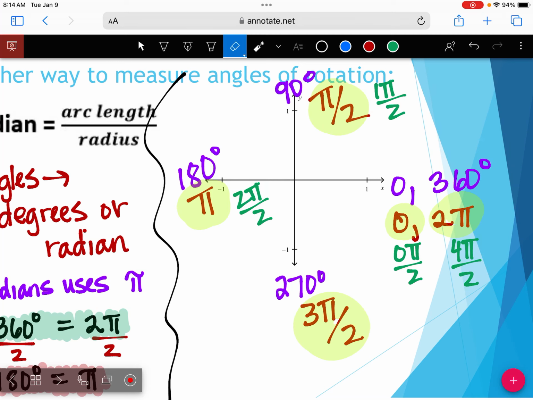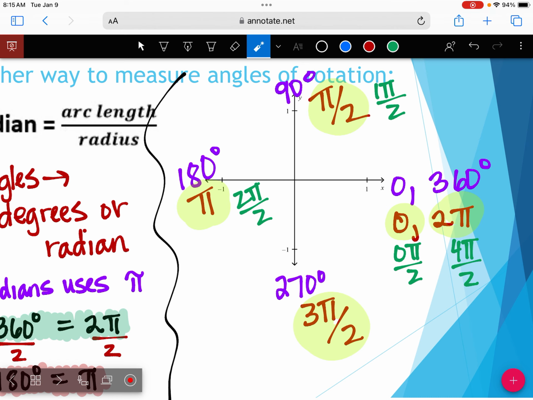Yesterday we talked about graphing angles and radians. So when you're going around the unit circle in degrees, we have 0, 90, 180, 270, and then when we get back to the end, we're at 360. Now, if we were to mark that in radians, a radian is just a different unit of measure.